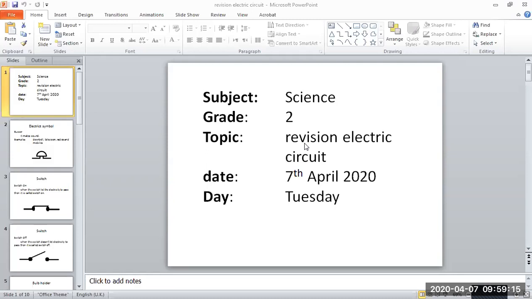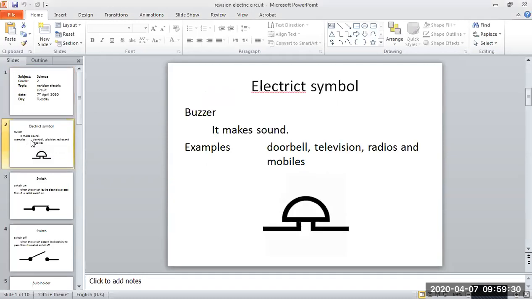Okay, now last week we finished our book. Now we start revision. Okay, now in revision, first of all, electric circuit. We study electric circuit. Number one, these are some symbols that you must understand.